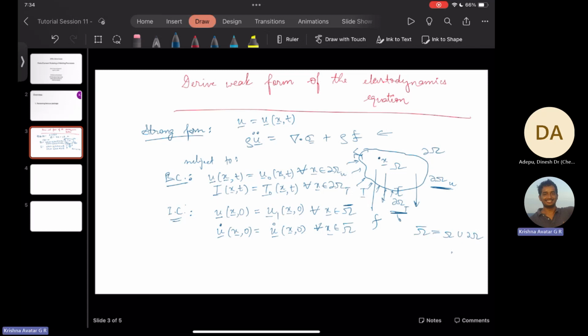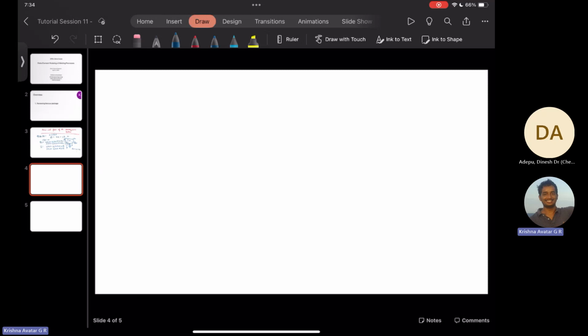So once we have the strong form, now we would like to derive the weak form. For the weak form, now we need to construct our sets. So what is a test function? The test function actually follows what we call a function belonging to the variational space.